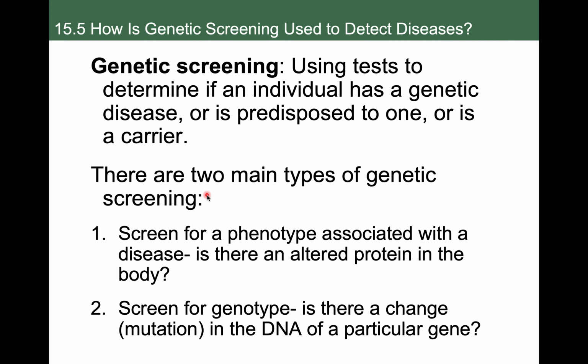And there's really two main types of screening. So the first type of screening would be to screen for a particular phenotype, basically, looking to see, do they have the symptoms of that disease, or even at a molecular level, is there some protein that's not functioning properly in their cells or in their body. And then the second type of screening would be to actually do some DNA testing and look to see, can we identify any specific mutations in a particular gene. If so, we may know, okay, if you have this mutation, then that's going to cause this particular disease.